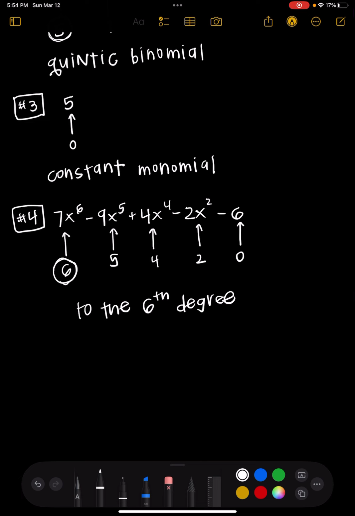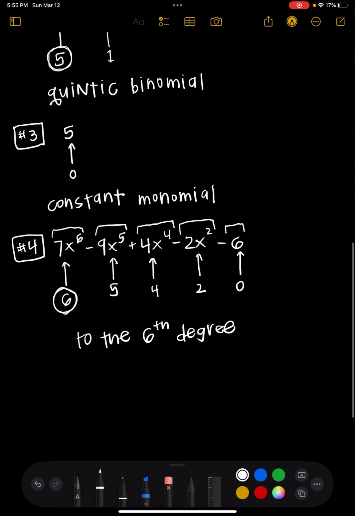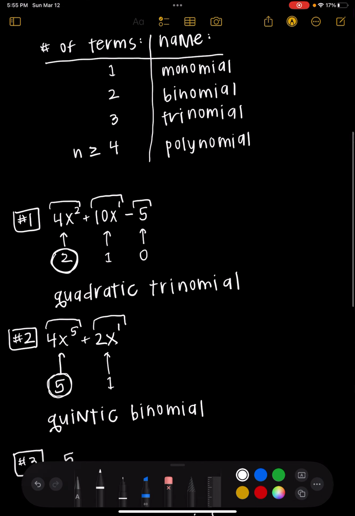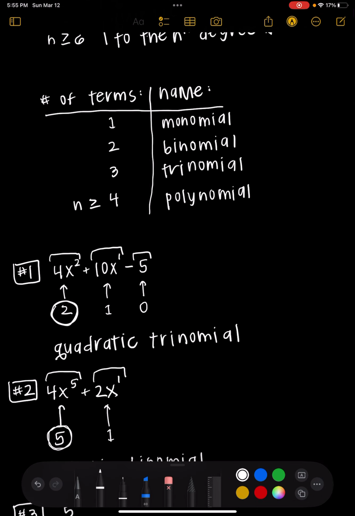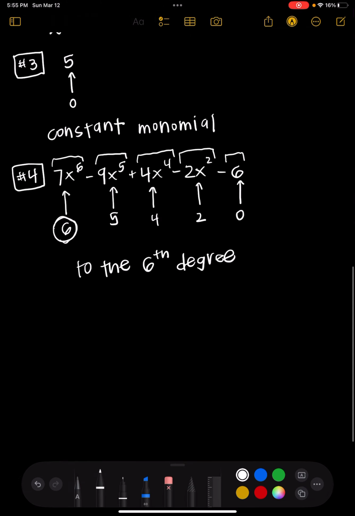And now let's look at the number of terms. So we've got one term right here, another one right here, another one right here, here, and here, which means we have 1, 2, 3, 4, 5 different terms. So let's scroll up and look. So 5 isn't on our list, but it is bigger than 4, which makes it this guy right here, because this one shows anything that's 4 or bigger. So 5 is bigger than 4, which means it's a polynomial. So it's going to be a 6th degree polynomial.